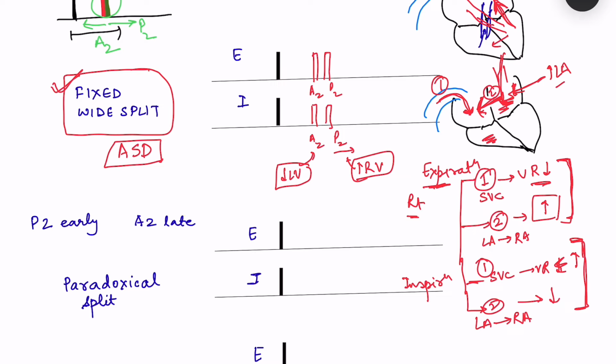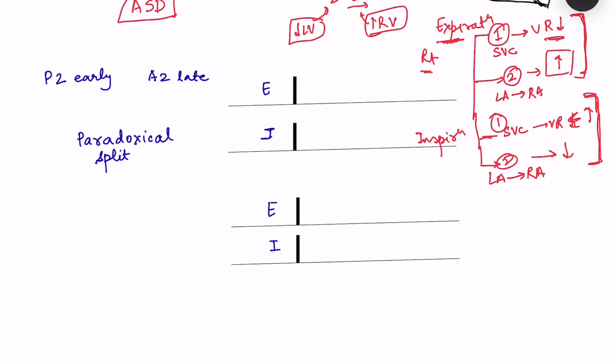However, the volume has increased because it is coming from two pathways. Hence, the right ventricle contracts for a longer duration, causing a wide split, right? And since the volume is fixed during inspiration and expiration, it is a fixed wide split. So that occurs in atrial septal defect. Moving on to the next part, that is paradoxical split.